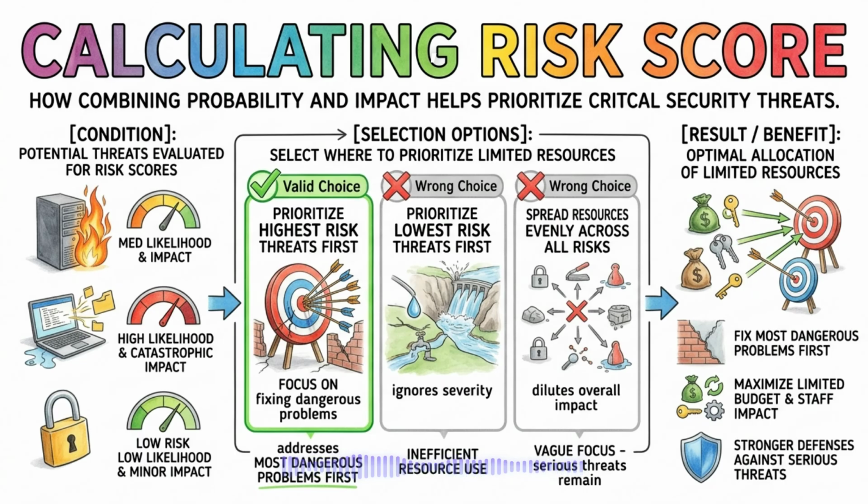Conversely, a highly unlikely event with a very minor impact receives a low risk score. The CHPS exam expects you to understand this scoring process, as it allows organizations to prioritize their limited budget and resources toward fixing the most dangerous problems first.